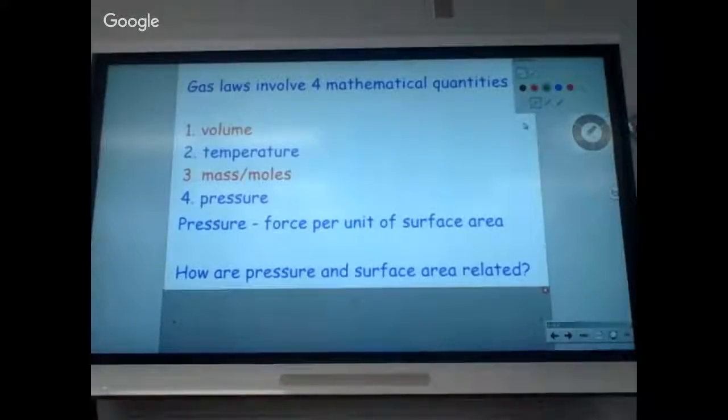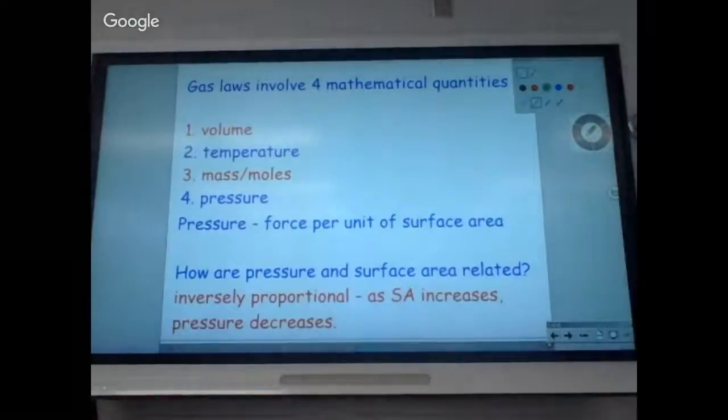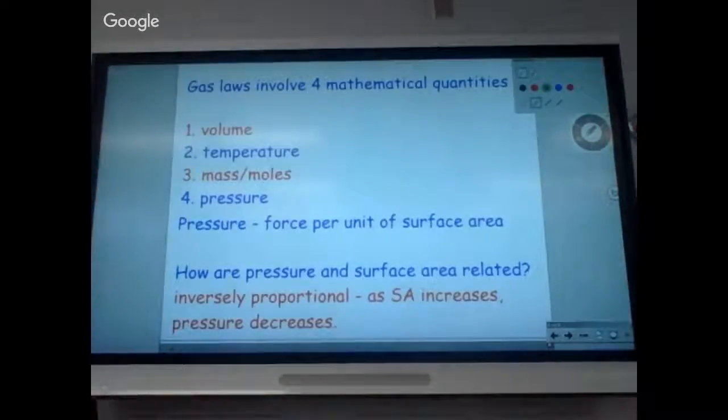So, what did we do to the surface area? We decreased it. And what happened to pressure? So what's that relationship? Inversely proportional. All right. So they're inversely proportional. As surface area increases, pressure decreases.